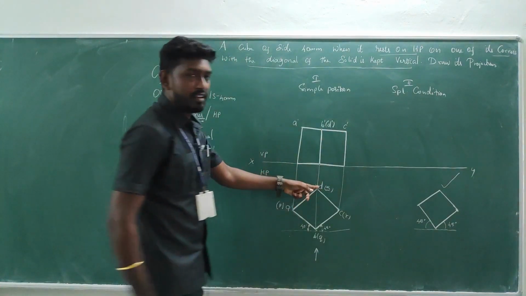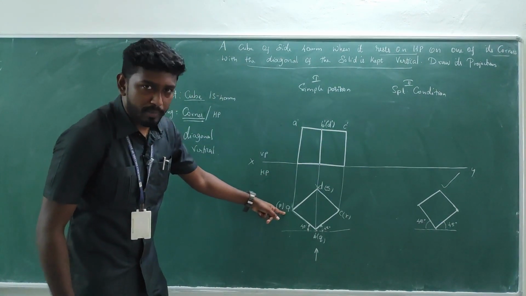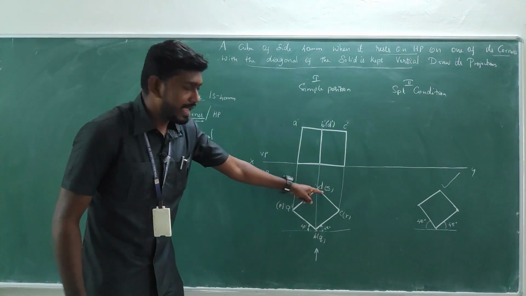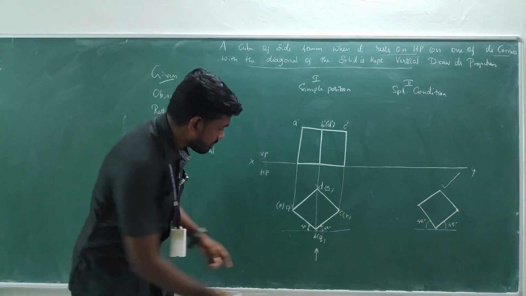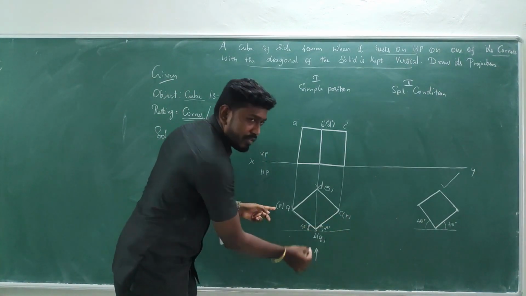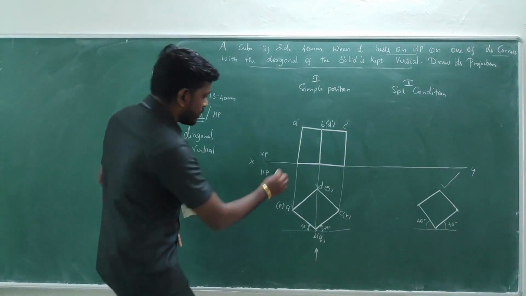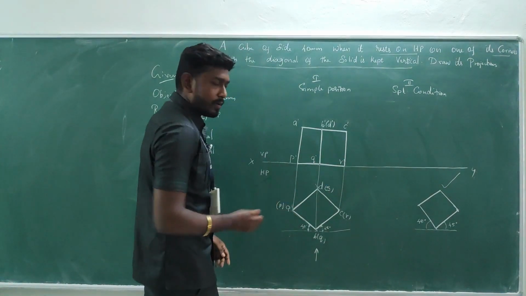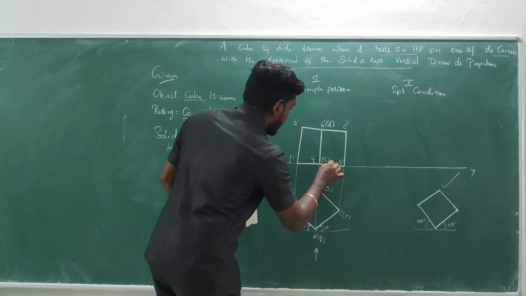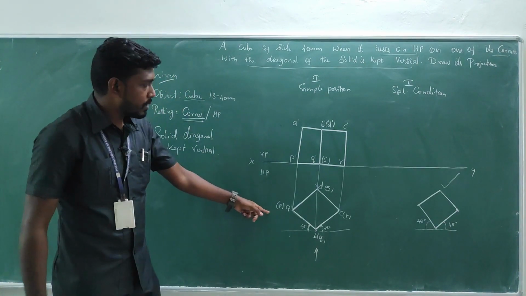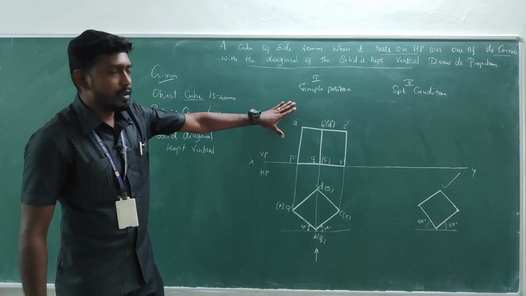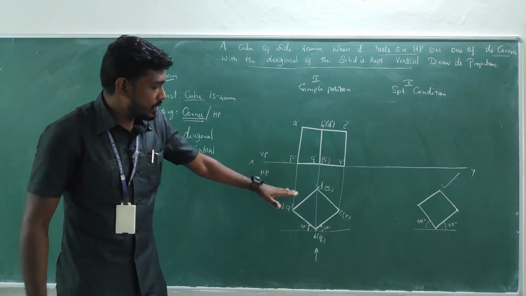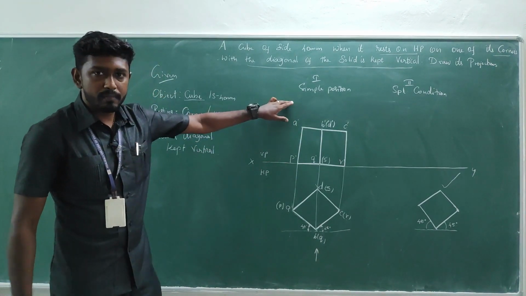D will be invisible. And next come to the bottom base. P, Q, R will be visible. S will be invisible. You are looking from this side. P, Q, R are visible and S is invisible. Okay. So this is how to form the front view and top view for this simple question.